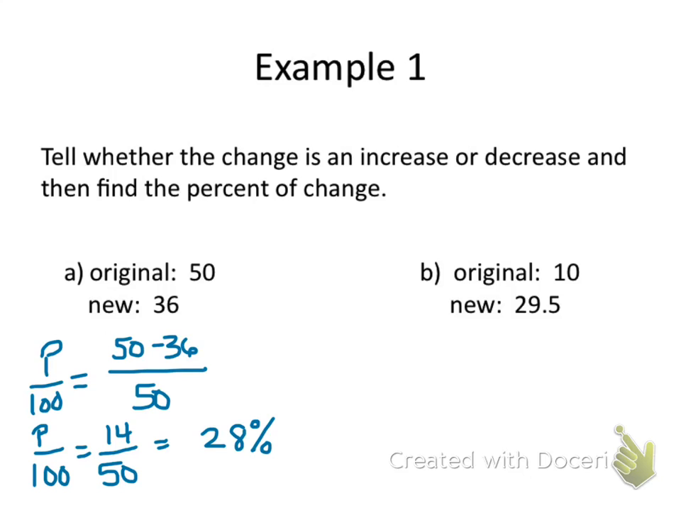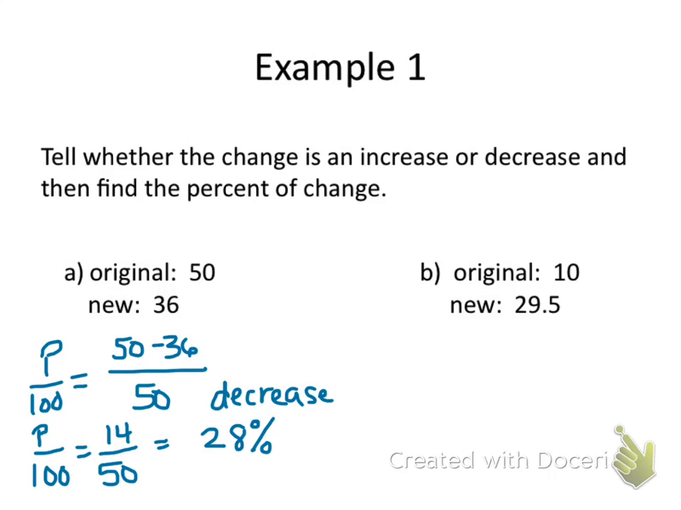And this was a decrease of 28%. So when 50 is decreased by 28%, the new result is 36. So let's try B. If you originally had 10 and your new amount is 29.5, is it decrease or increase? Obviously it went up, it's an increase. So this one's an increase.